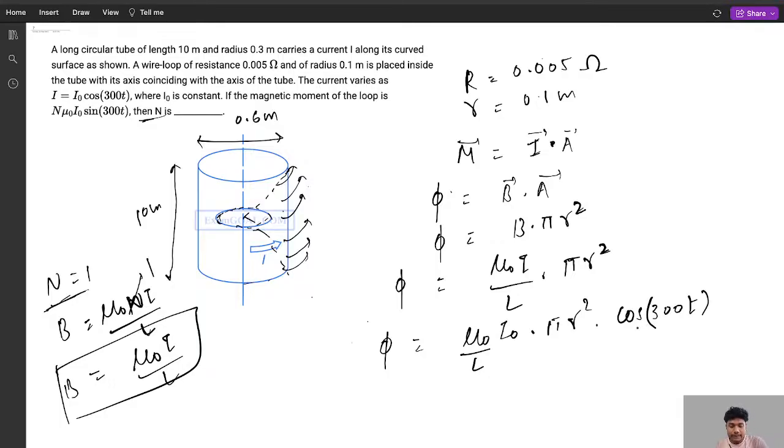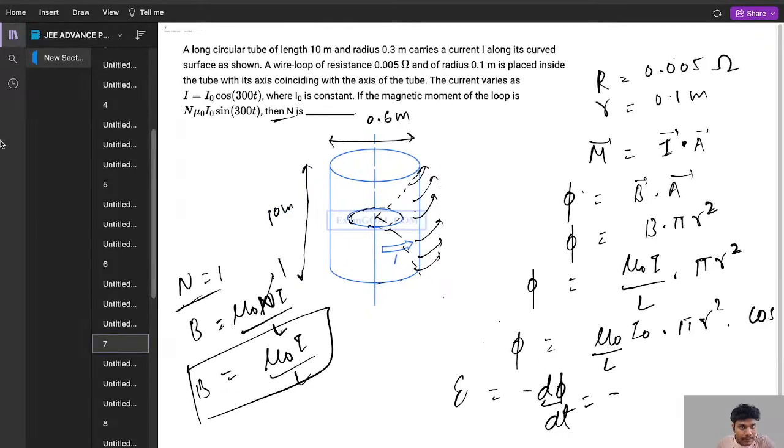To understand this, from here we get the voltage developed in the loop, that is epsilon, the EMF, that is minus d phi by dt. From here we get d phi by dt as minus of... please move to the next page. Let me solve this on the next page.